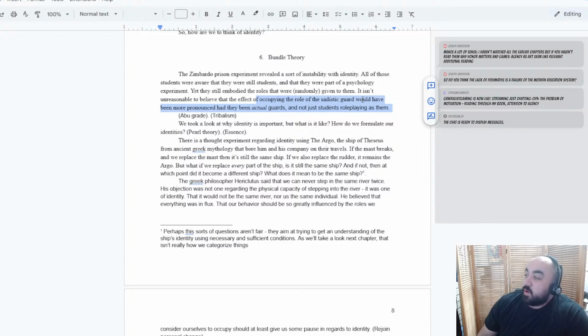Makes a lot of sense. I haven't watched all the earlier chapters, but if you haven't read them, Why Honor Matters and Games Agency as Art seem like relevant reading. Those are relevant. Those look familiar, but I haven't read them. I think they might be on like to-read lists.